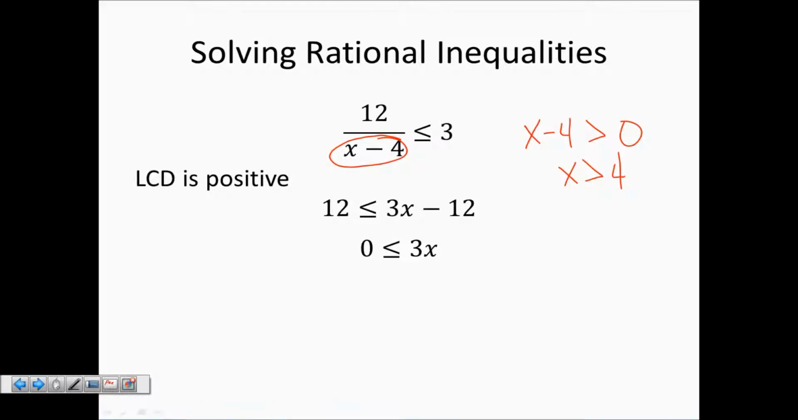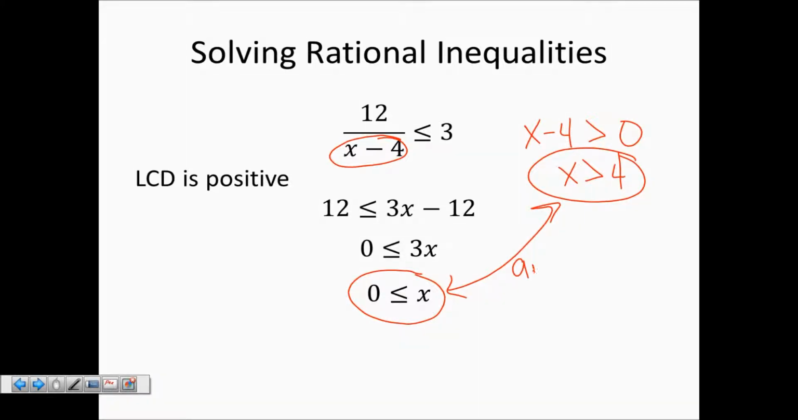I continue solving it, and I get x is greater than or equal to 0. So can these two statements agree? X is greater than or equal to 0, and x is greater than 4. Do these two work together? The answer is yes, but I'm just going to go with the bigger number. X has to be greater than 4, and by default, it's going to be greater than or equal to 0.